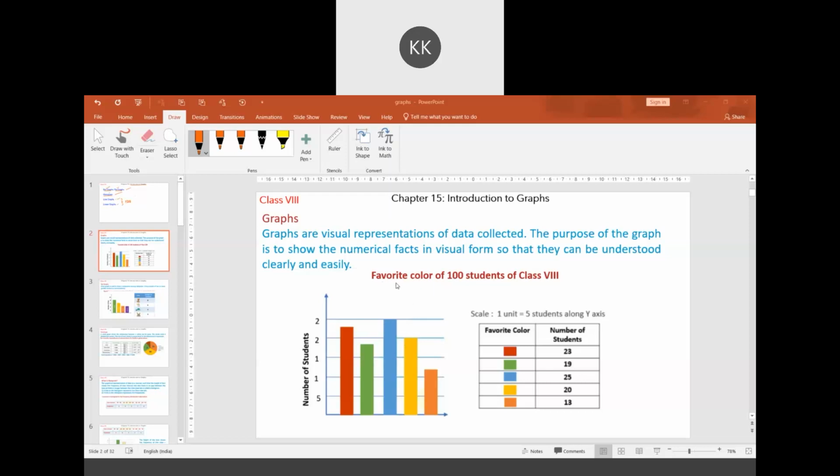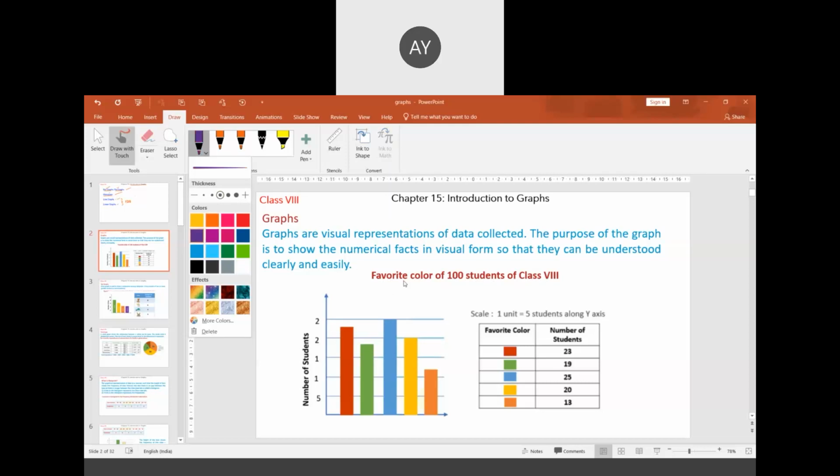Here, the favorite color of 100 students of class 8 are being represented. Can you tell me which type of graph is this? The bar graph. It's a bar graph. Yes, sir. So this is bar graph.